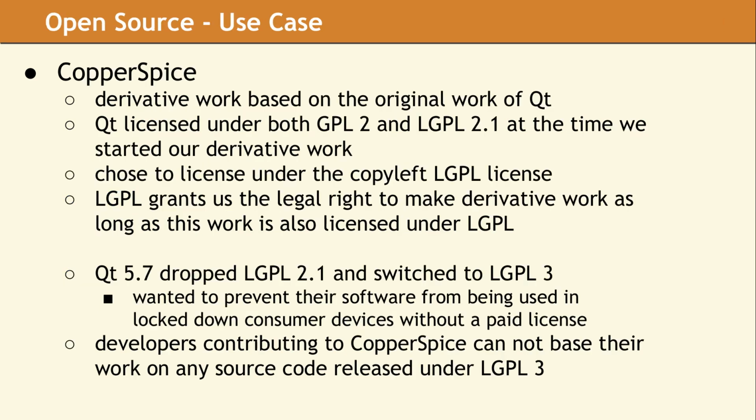The CopperSpice library is a good example of derivative work. Since it is derivative work, we could have used both the GPL and LGPL licenses. However, we felt the weak copyleft LGPL was a better choice. Starting with Qt 5.7, they dropped the LGPL 2.1 license and switched to LGPL 3. Their stated goal was to prevent their software from being used in lockdown consumer devices without a paid license. Because of this change, anyone contributing to the CopperSpice libraries cannot base their work on any source code released under the LGPL3 license. The reason is these licenses are flat out incompatible.